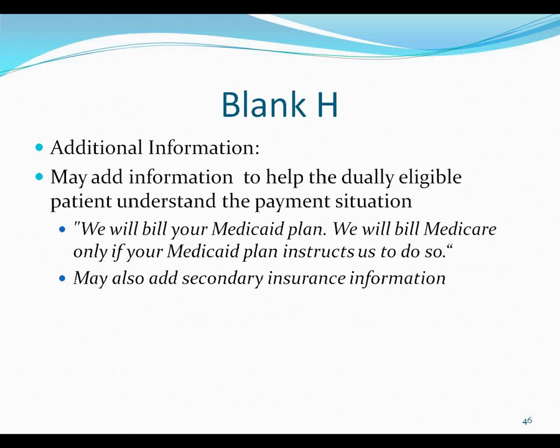So let's get down to blank H on the form. That's the additional information section. And as I showed you before in the example, this first bullet is what Mass Health has advised us to put in that section. And then if you're choosing option 1, excuse me, then you would be putting in the secondary insurance information in that box.